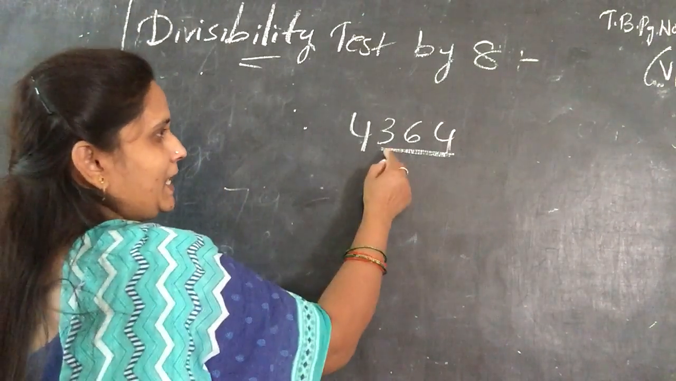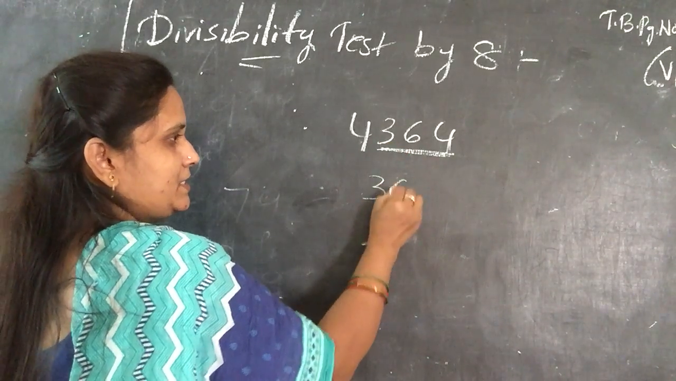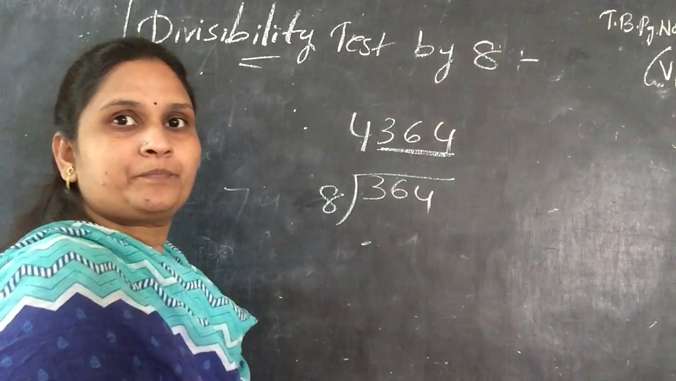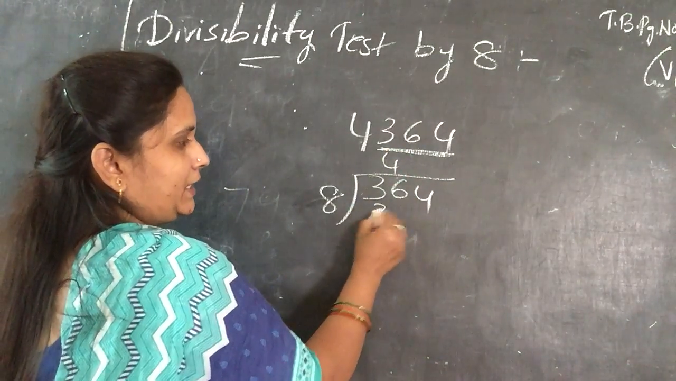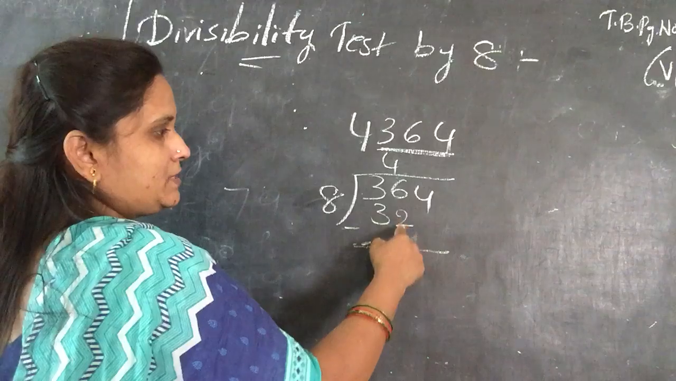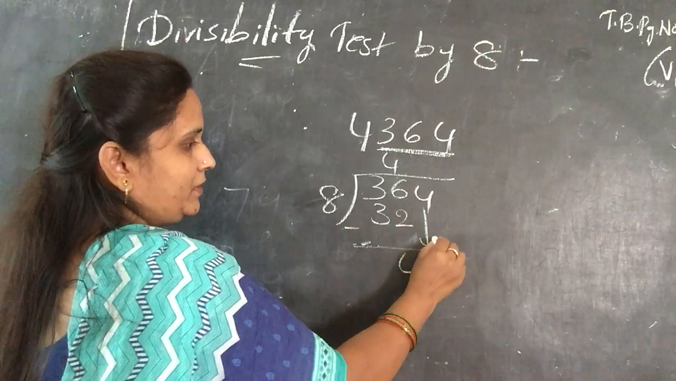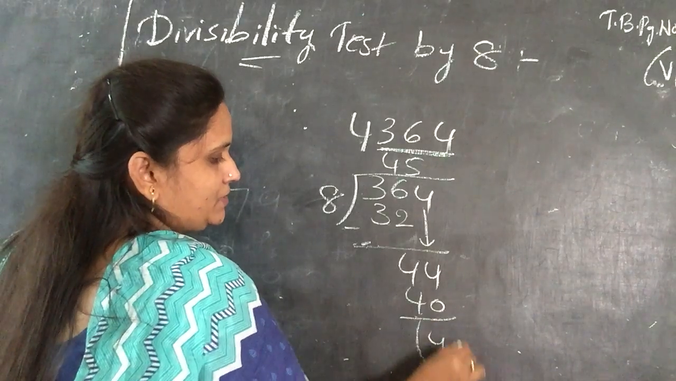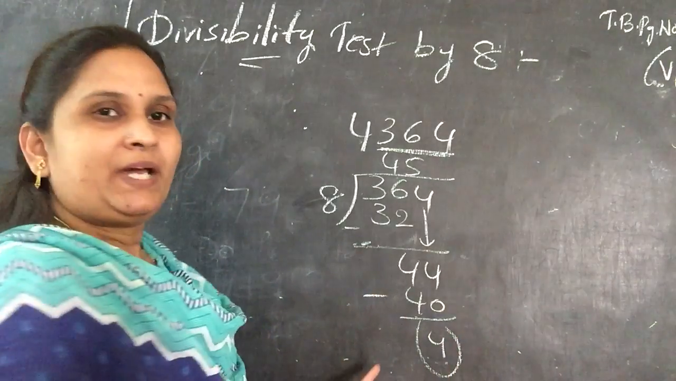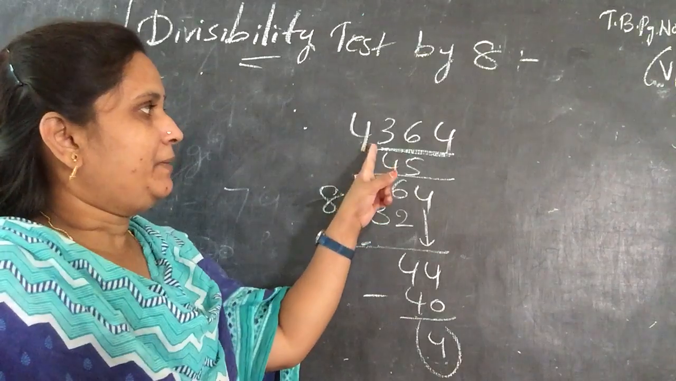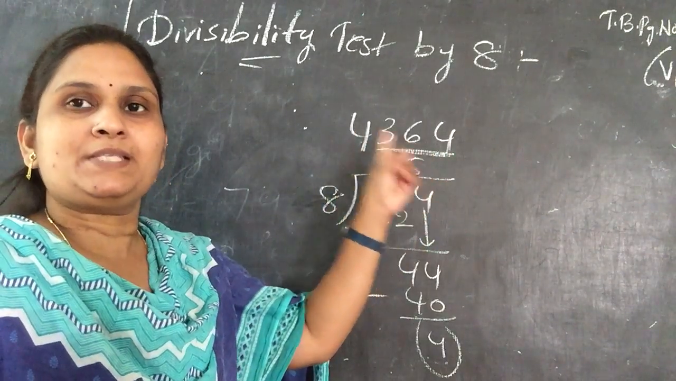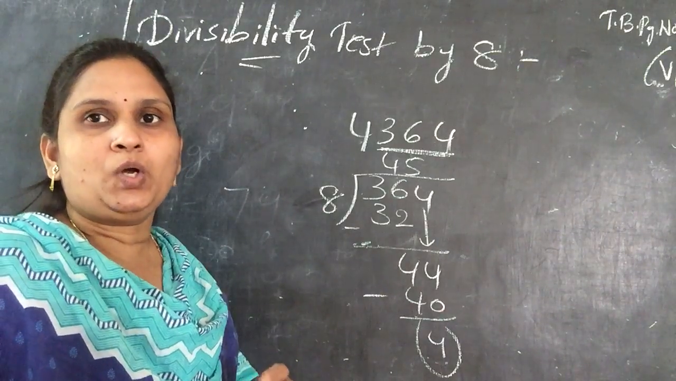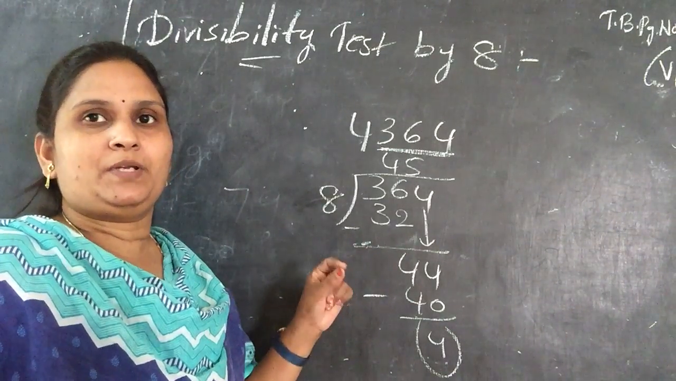It means the last 3 numbers are 364. Now do the division of 364 by 8. 8 fours are 32. 6 minus 2 is equal to 4, and bring down 4. 8 fives are 40. The remainder is 4. So as we are getting remainder 4, the given number 4364 is not divisible by 8. If we get the remainder 0, then the number is definitely divisible by 8.